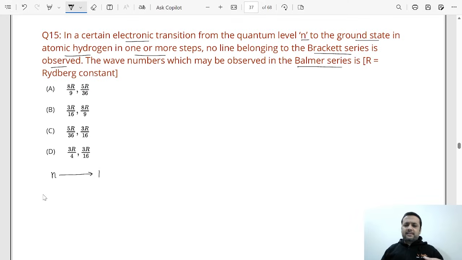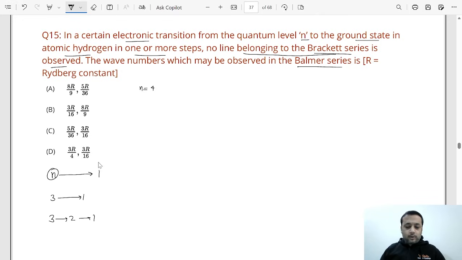So for example, let us say n equals to 3. So transition can happen from 3 to 1 also, and transition can happen from 3 to 2 and then 2 to 1. Similarly, all possible paths an atom can explore. Now you read this line that no line belonging to Brackett series was observed. What is Brackett? Lyman, Balmer, Paschen, Brackett. That means n equals to 4 corresponds to Brackett.